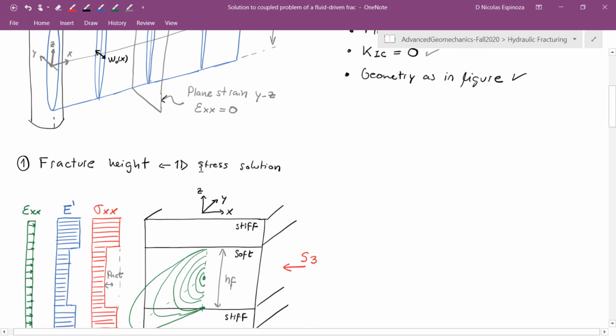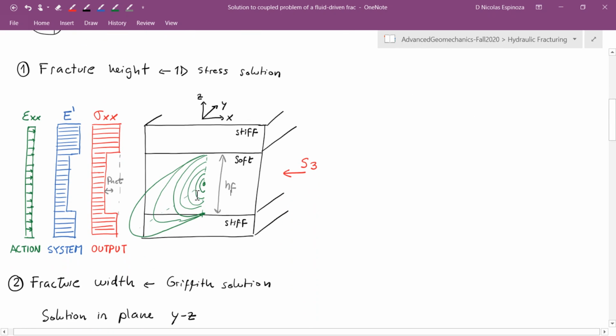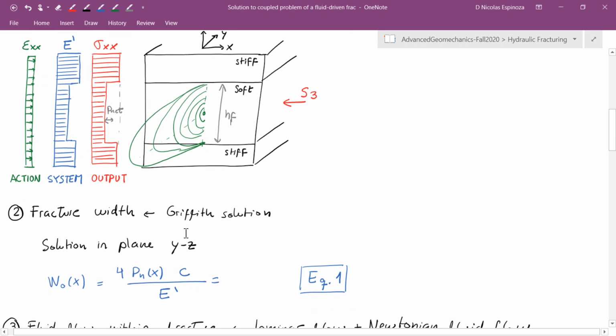All right. The next thing that we're going to do is solve for the fracture width. And in order to do that, we're going to use the Griffith solution. If you remember, the Griffith solution tells you the width of a fracture with a constant pressure.